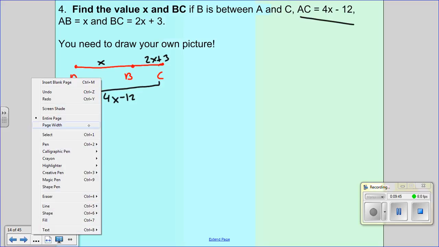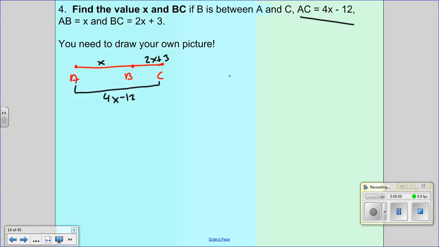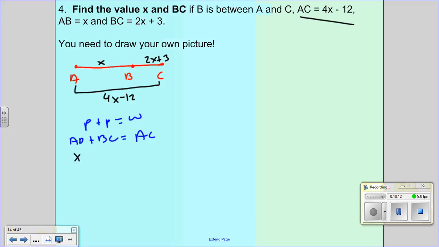So now we're going to write our equation. We have part plus part equals whole. So that would give us AB plus BC is equal to AC. So to substitute now the given information, AB is x, BC is 2x plus 3, AC is 4x minus 12.